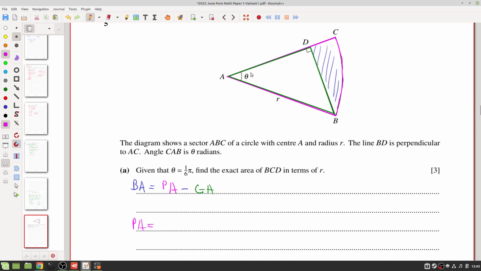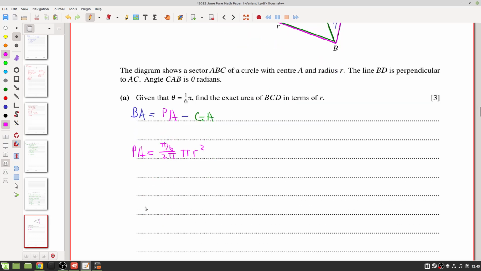So sector area is just this angle over the full circle. So that angle is pi over 6. So pi over 6 divided by a full circle, which is 2 pi, times the area of a circle, which is pi r squared. Pi times radius squared. All right, let's simplify that a little bit. So pi and the pi will cancel. Pi over 6 divided by 2 is pi over 12. So it's pi r squared over 12. Okay, so that's our pink area. Then we're going to find our green area.